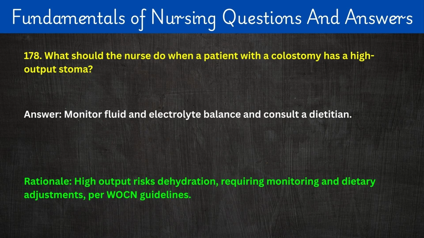178. What should the nurse do when a patient with a colostomy has a high-output stoma? Answer: Monitor fluid and electrolyte balance and consult a dietitian. Rationale: High output risks dehydration, requiring monitoring and dietary adjustments, per WOCN guidelines.